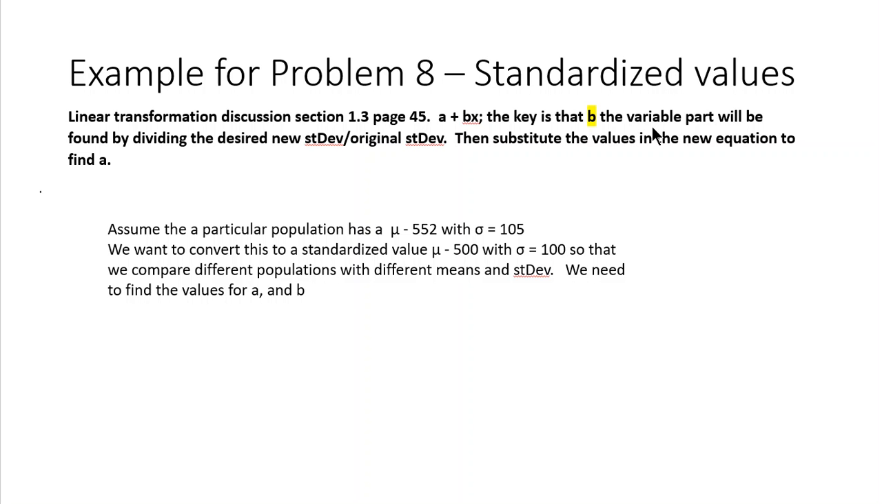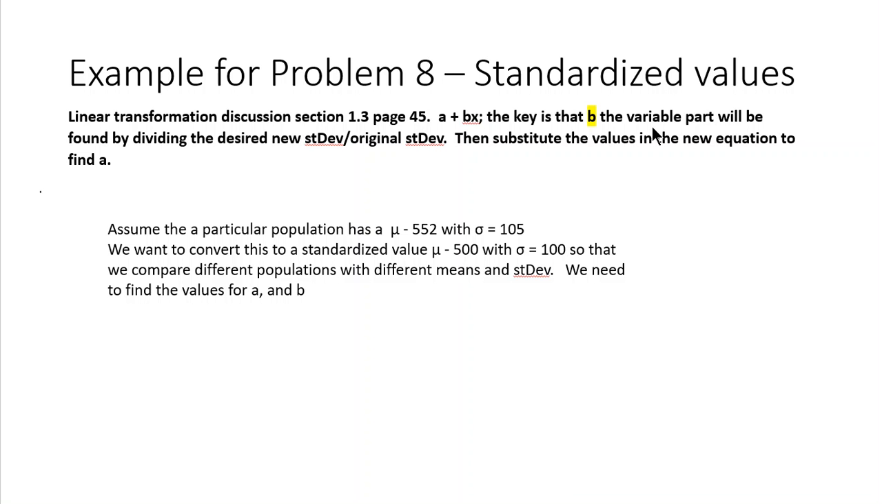Problem 8 from topic 3 is reminiscent of problem number 10 that you did in topic 1. You're looking to standardize a value with a plus bx, which is basically your equation of a straight line, b being the rate of change. So to find the rate of change, we assume we have a particular population with mu of 552 with a standard deviation of 105. We want to convert this to a standard value so that we can compare populations with different means. Now what we need to do is to find A and B.